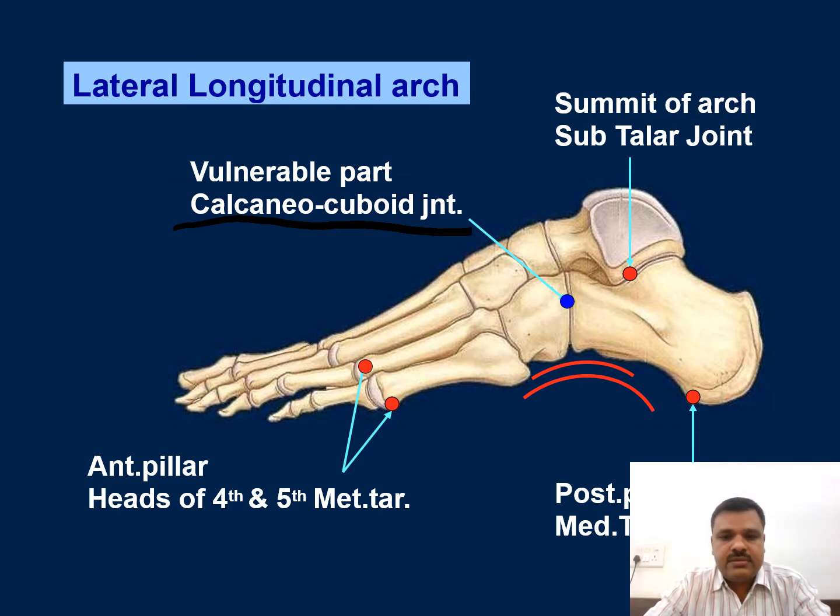The pillars are formed by, there are two pillars, posterior pillar and the anterior pillar. Now the posterior pillar will be formed by the lateral half of the calcaneum, and the anterior pillar is formed by the fourth and fifth metatarsals. Now ends. The anterior end for the lateral longitudinal arch is formed by the anterior ends of fourth and fifth metatarsal, and posterior end shall be formed by the lateral tubercle of the calcaneum.